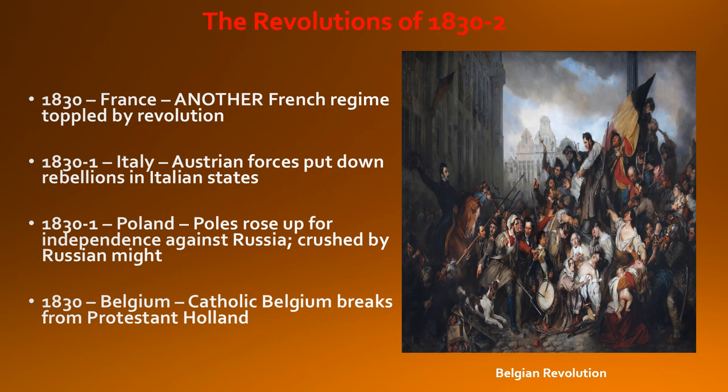So the window of opportunity for conservatism lasted about 15 years, and kind of right on cue, 15 years later, come the revolutions of 1830 to 1832. France, yet another French regime toppled by revolution. It won't be the last either in this class. So the French set forces in motion in 1789 that didn't really stop.